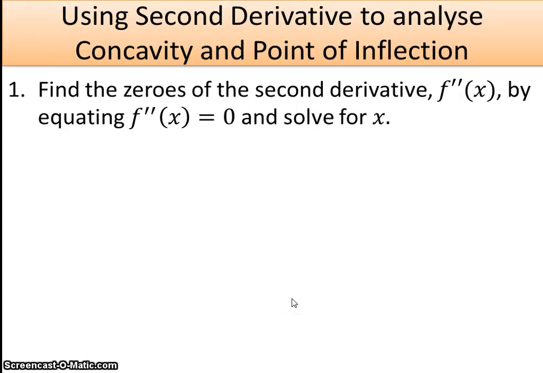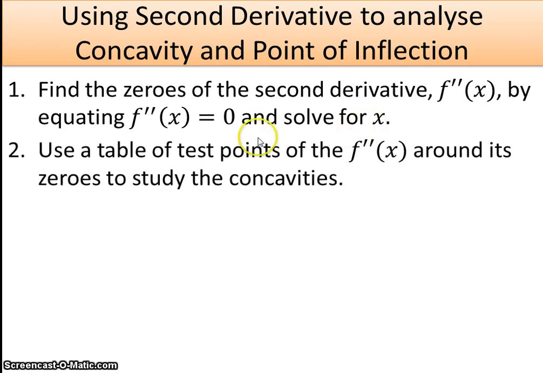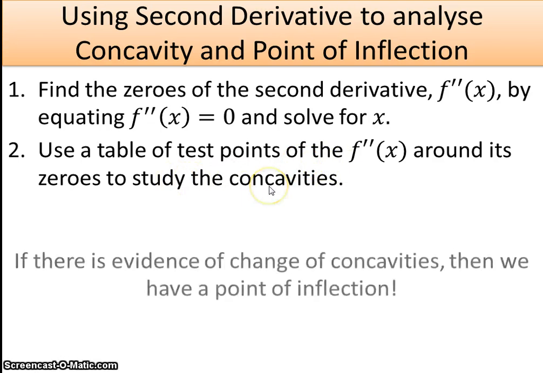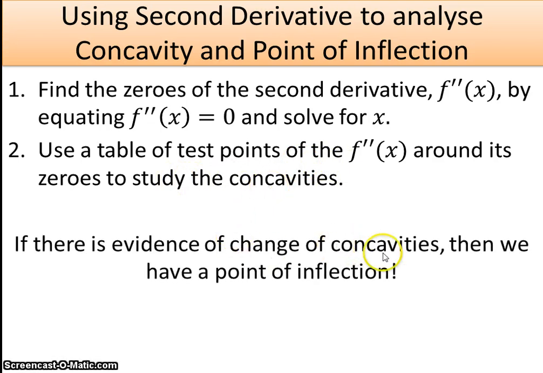To find the point of inflection, we need to first find the second derivative, equate it to 0, and solve for x to determine its location. Then, to confirm that it is a point of inflection, we need a table of test points to check the concavity. If there is evidence of change in concavity, then we have a point of inflection.